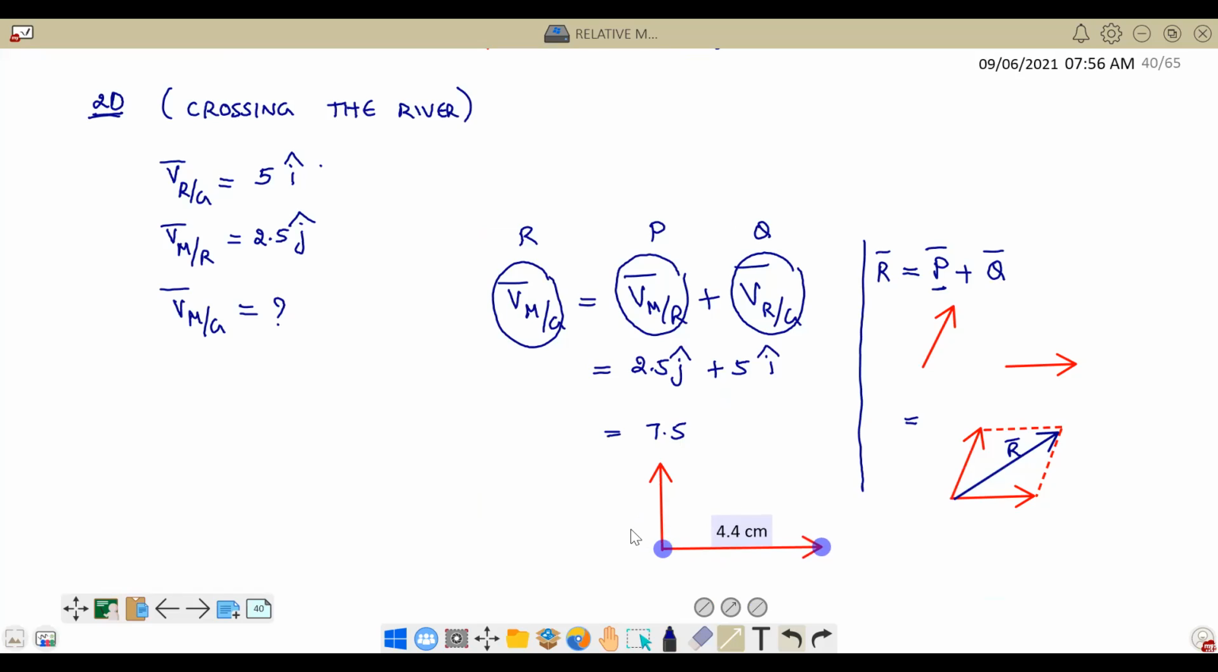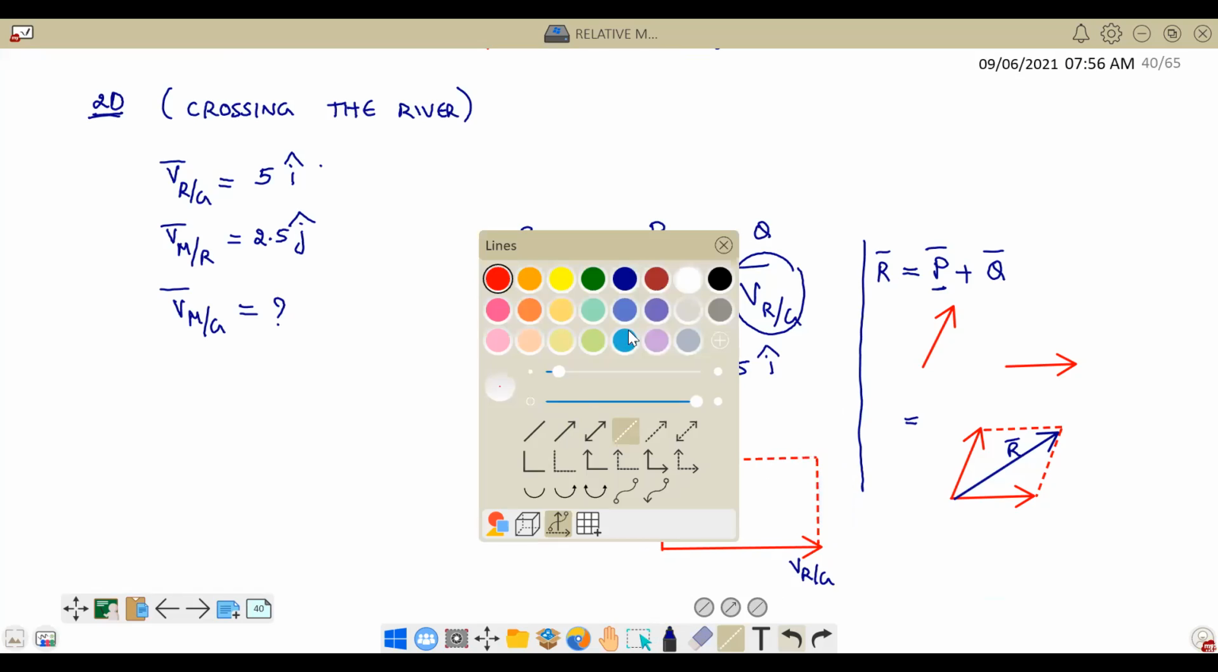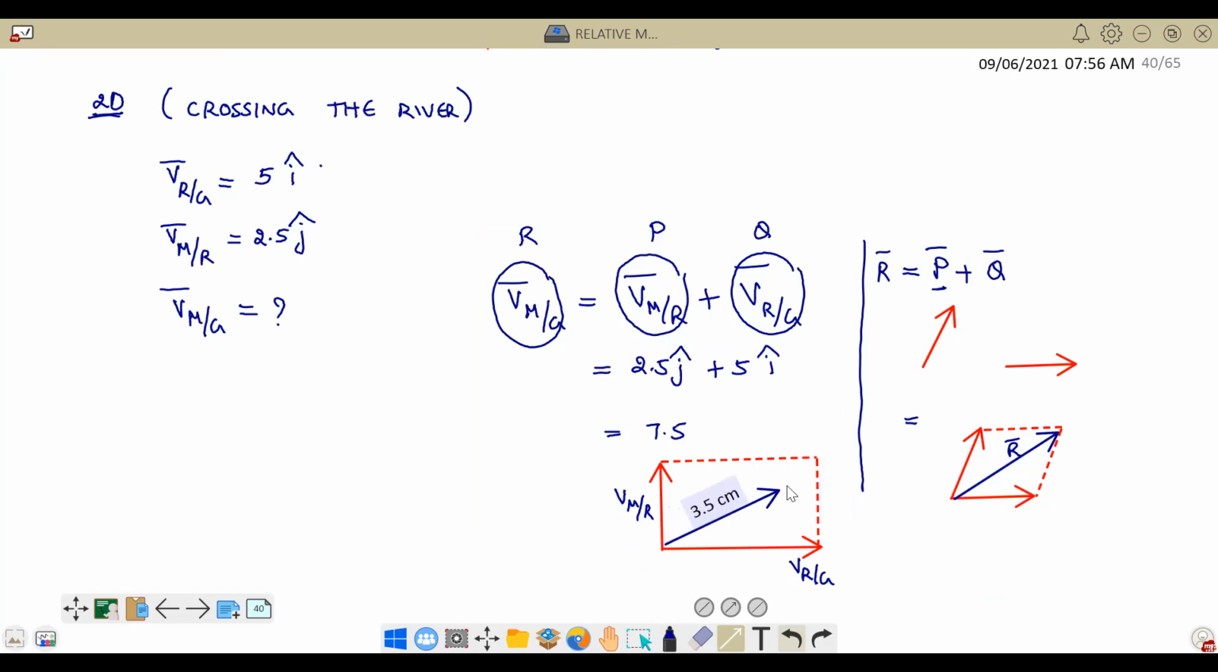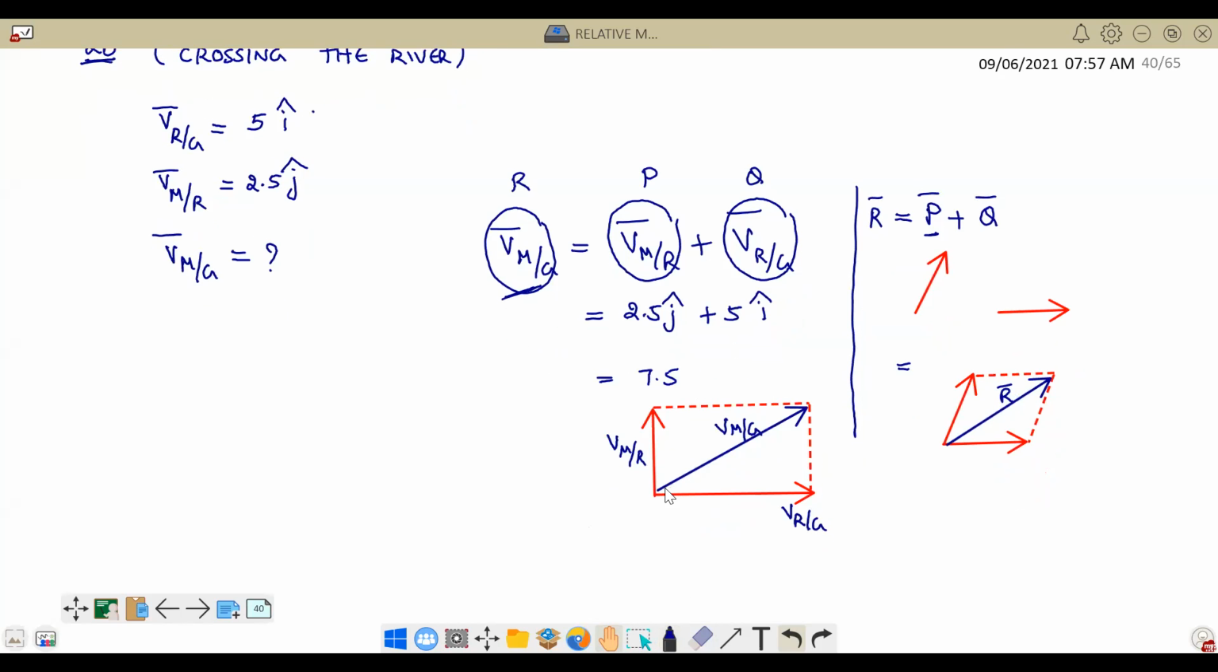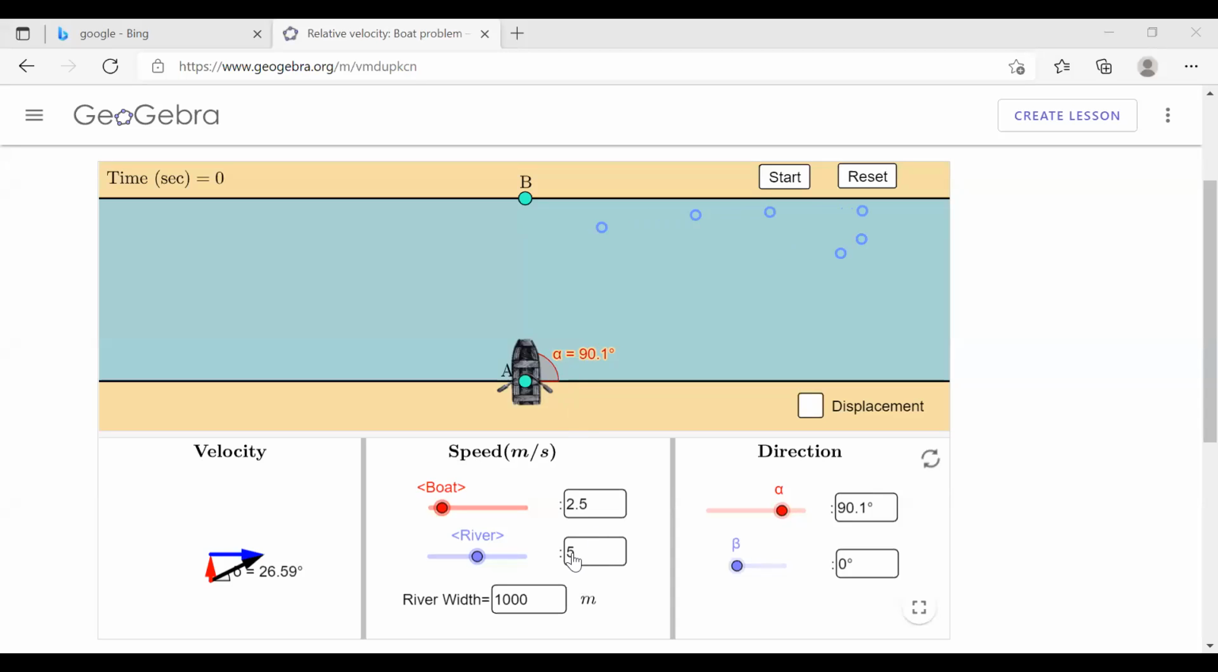Now, what should I do if I want to join these two? This is the velocity of man with respect to river, and this is the velocity of river with respect to ground, like P and Q. Now what should I do? Complete the parallelogram. And what is the resultant of these two? The diagonal of the parallelogram. And this is the velocity of man with respect to ground. So when you stand on the ground and observe, the boat will move in this direction. Is it correct? See, the angle is 90 degrees. Everything is the same: river velocity 5 I cap, boat 2.5 J cap. Now, when you stand on the ground, in which direction will the boat move? Let us see.